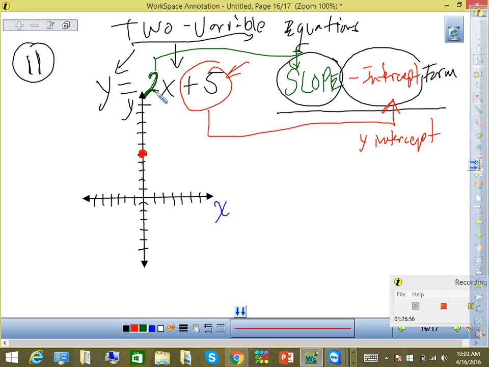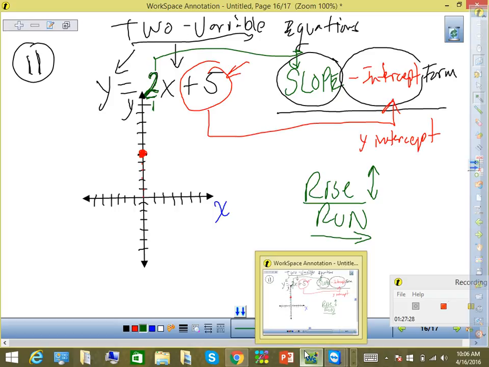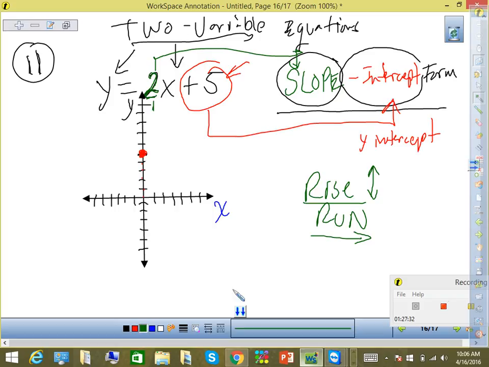Next, I'm going to plot some points using the slope. The slope for this one is 2. But if we write it in fraction form, it becomes 2 over 1. Now, we did cover slope before, right? And the slope, we said, was rise over run. Now, rise, it's either going up or down. If it's a negative, it goes down. If it's a positive, it goes up. The run, it's always to the right. When do we go to the left? Never. Always to the right. And that's why some of you got confused when all of a sudden it turned negative. Some of you were going to the left and you made a mess out of the graph.